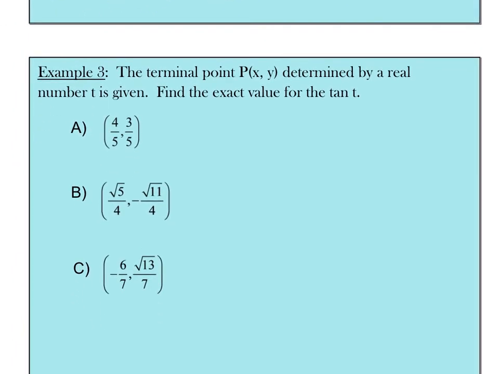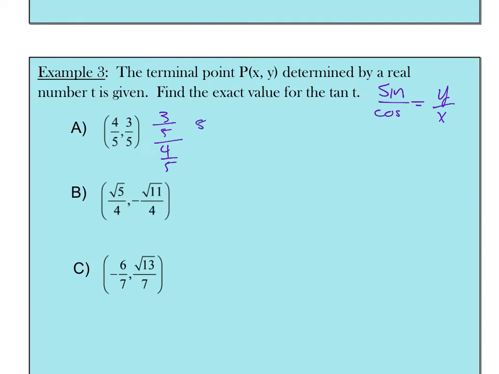So a terminal point determined by a real number t is given. Find the exact value for the tangent. So they give you an ordered pair. Figure out the tangent. Remember, tangent is sine over cosine, so the tangent is going to be y over x. So this is going to be 3/5 over 4/5.